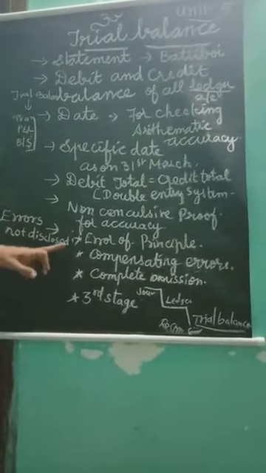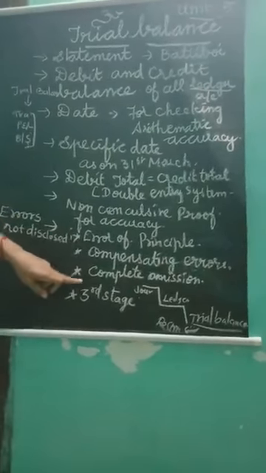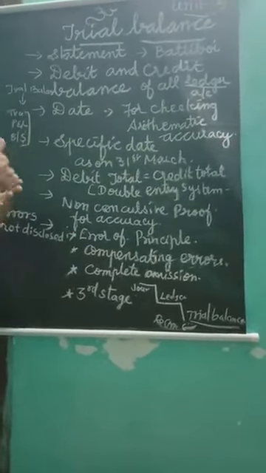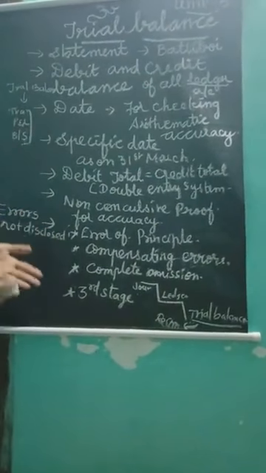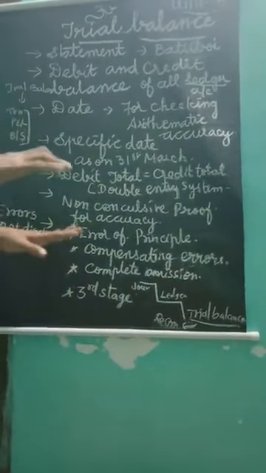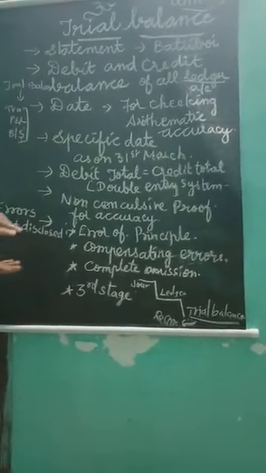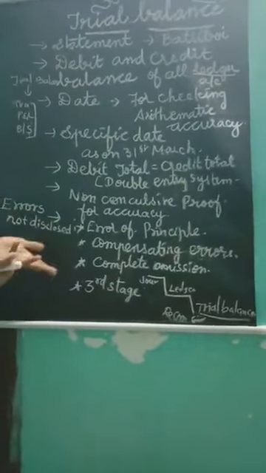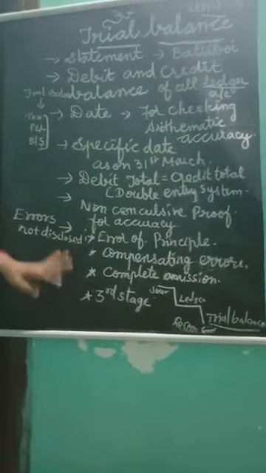And next, these three errors we can't disclose in the trial balance. Error of principle: the sales account amount is changed and written in the purchases account. That is called error of principle. Compensating errors, and complete omission: both the debit entry and credit entry we have omitted, forgot to write. In that case, these errors cannot be disclosed in the trial balance.